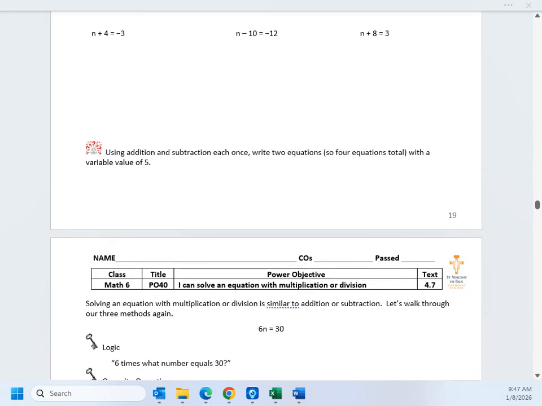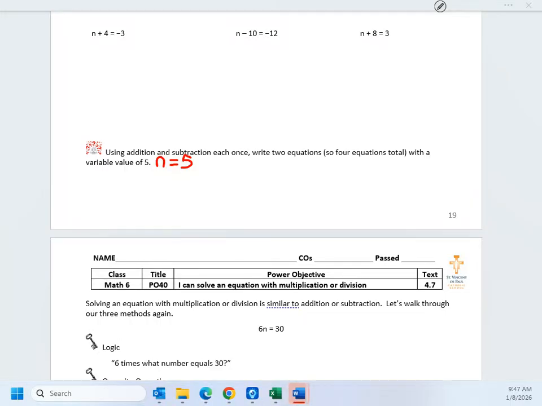Down below, we have a question. Using addition and subtraction each once, you're going to write two equations. So 2 equations for addition and 2 equations for subtraction with a total variable value of 5. So does our equation equal 5? No. No, our variable does. So n equals 5. N needs to be in the front part of that equation.